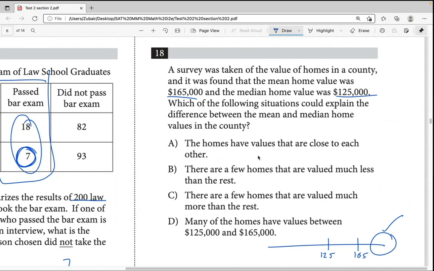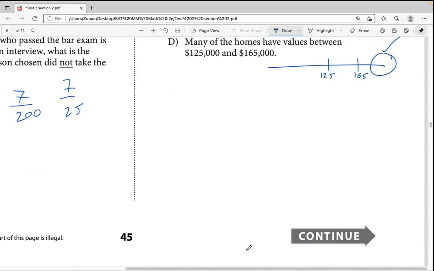So would it not just be C? There are a few homes that are valued much more than the rest. Yes, many of the homes have value between these two. No, that should be C. Not A for sure, not B, and not D as well. Because if most of them had been between 125 and 165, the mean would have been less than 165.